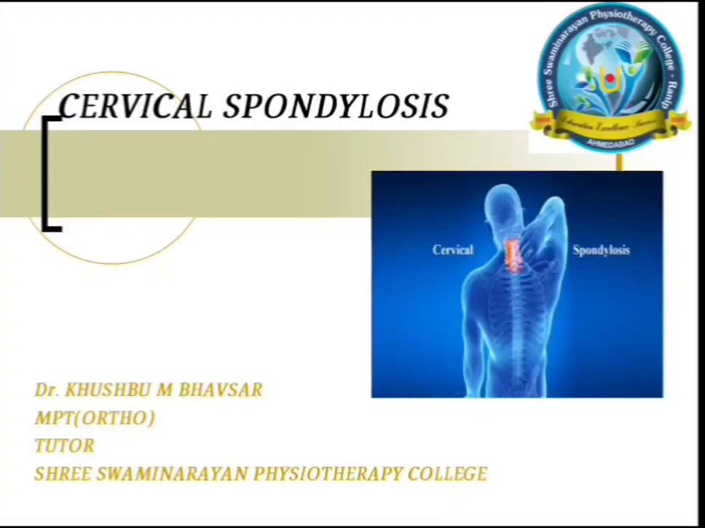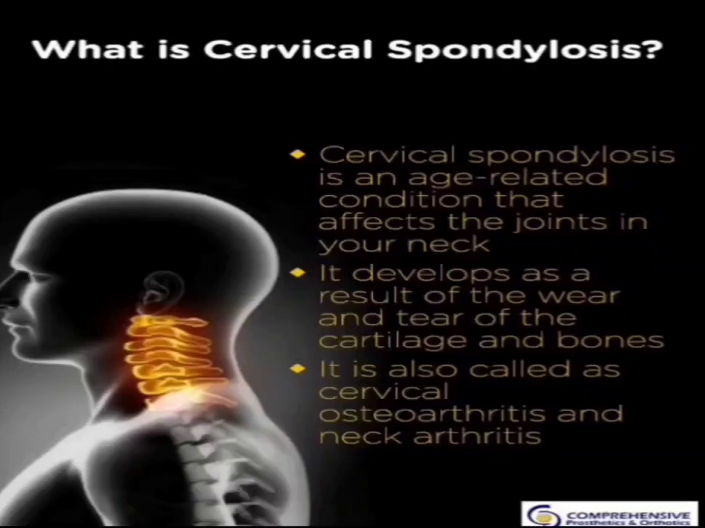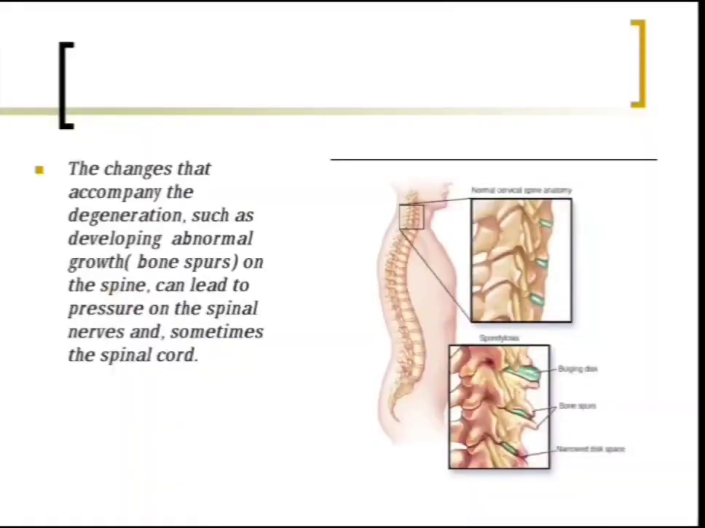So let's start with my presentation on cervical spondylosis. What is cervical spondylosis? Cervical spondylosis is an age-related condition that affects the joint in your neck. It develops as a result of wear and tear of the cartilage and bone. It is also called cervical osteoarthritis and neck arthritis. The changes that accompany the degeneration, such as developing abnormal growth like bone spurs on the spine, can lead to pressure on the spinal nerves and sometimes the spinal cord.